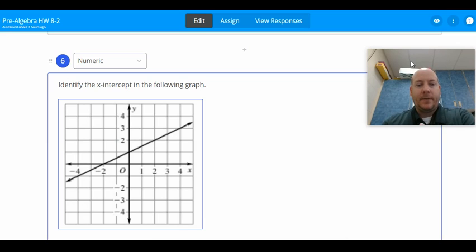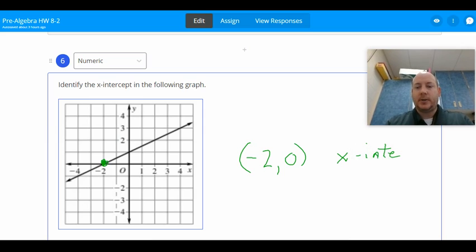So I have a graph there. It says identify the x-intercept in the following graph. All it's really asking you for with an x-intercept is, where does it touch the x-axis? If we look at our graph there, it's intercepting the x-axis at that point. For my answer, I want to put a coordinate. I'm not just going to put -2, because -2 isn't a location, it's just a number. So I want to write that as a coordinate, and that coordinate would be -2, 0. So that would be my x-intercept. Again, all that's asking is, where's it touching the x-axis?